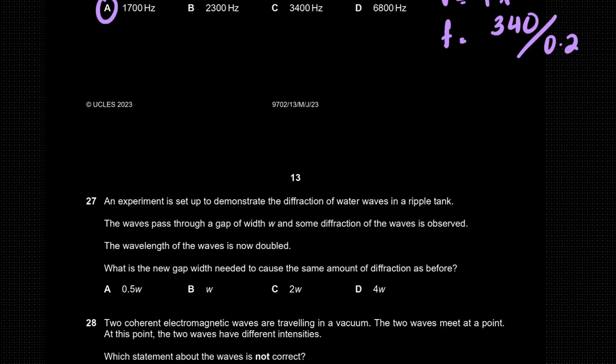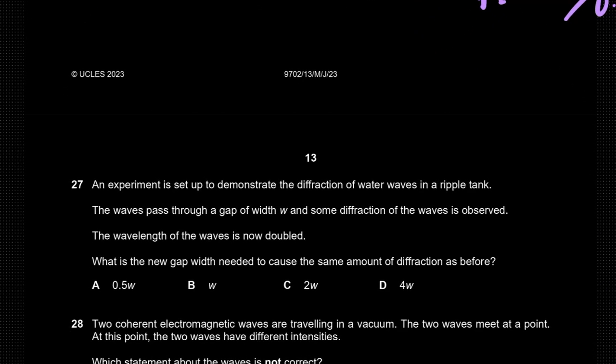27. An experiment is set up to demonstrate the diffraction of water waves in a ripple tank. The waves pass through a gap of width W and some diffraction is observed. The wavelength of the waves is now doubled. What is the new gap width needed to cause the same amount of diffraction as before?